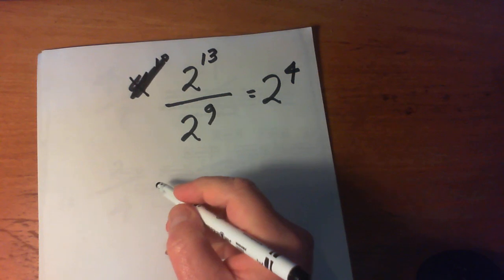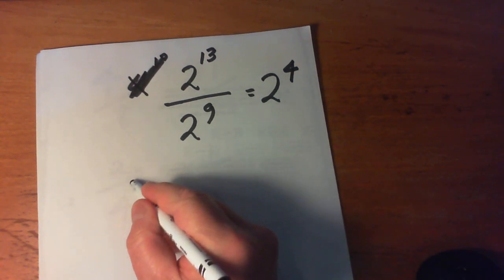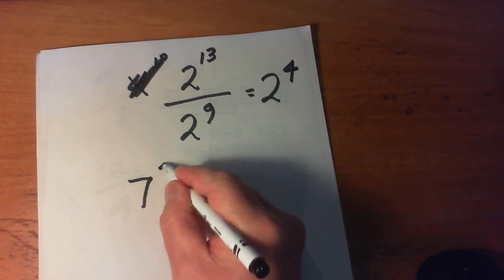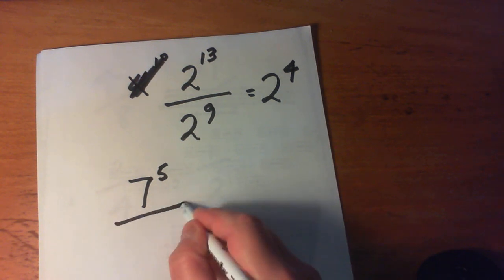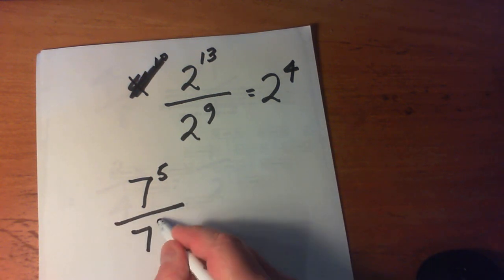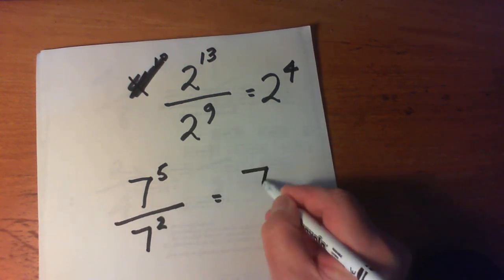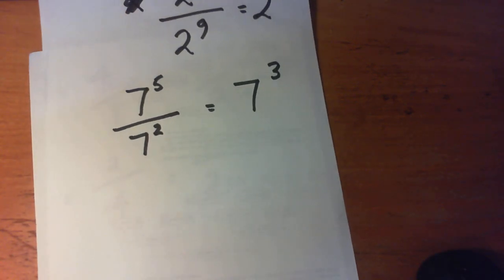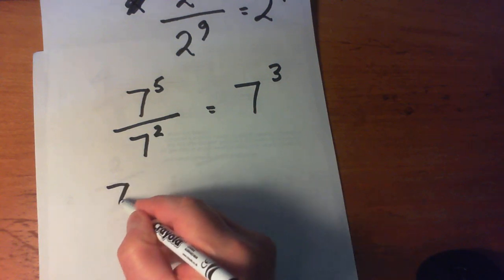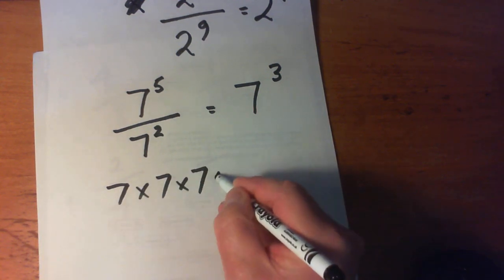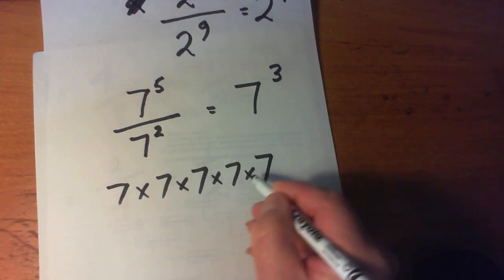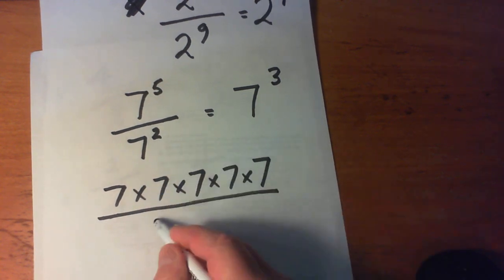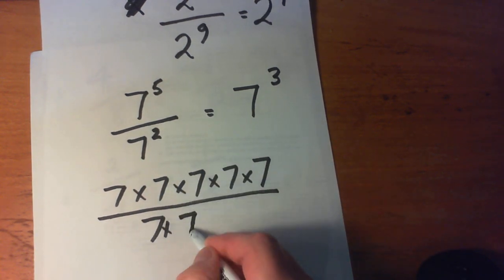Well, if I was to explain it simply, if I keep the numbers small, 7 to the power 5 over 7 to the power 2 is 7 to the power 3. Now, how could I explain that? Well, 7 to the power 5 is 7 times 7 times 7 times 7 times 7, and that's over 7 to the power 2, that's 7 times 7.